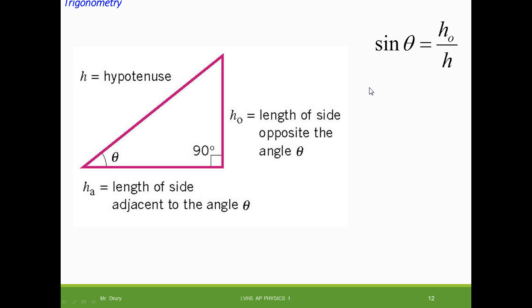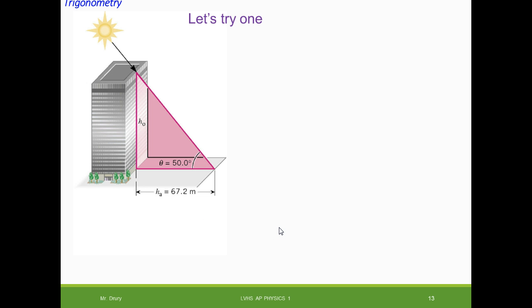Now, obviously, you can compare other sides as well. Cosine of the angle is where you take the adjacent side and divide it by the hypotenuse. That's defined as the cosine. And you also have this situation where you're comparing the opposite side over the adjacent side. That's called the tangent. Okay.